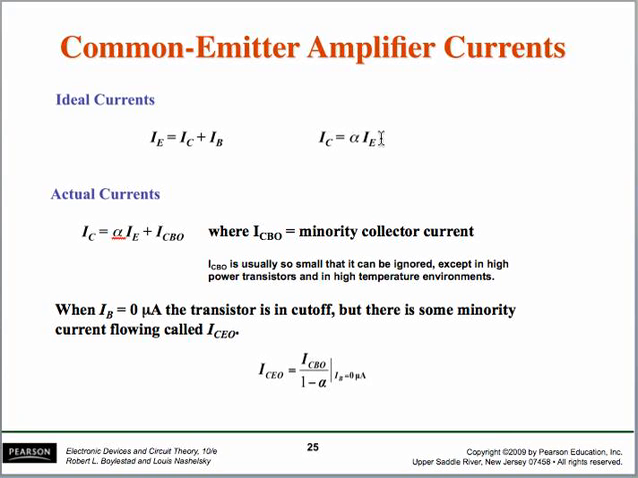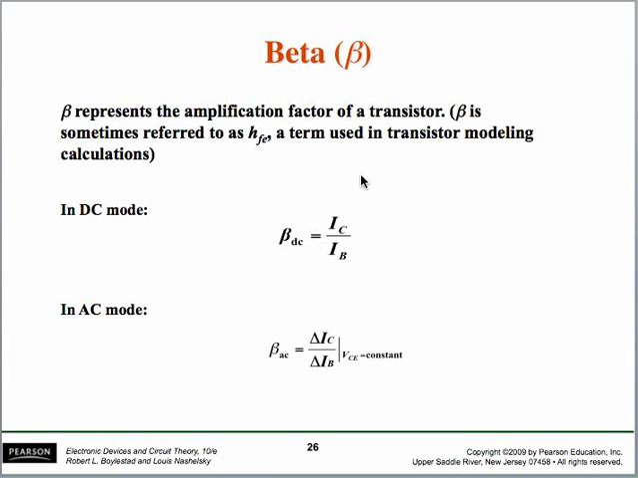IC is related to IE by the coefficient alpha. So IC is alpha IE, so alpha is IC over IE. But in reality, there's also a minority collector current, but we disregard that for our purposes in this course. Again, you also use beta for the common emitter configuration. It is IC over IB. It is a measure of current amplification. How big is IC over IB? Then there's a DC beta and an AC beta.